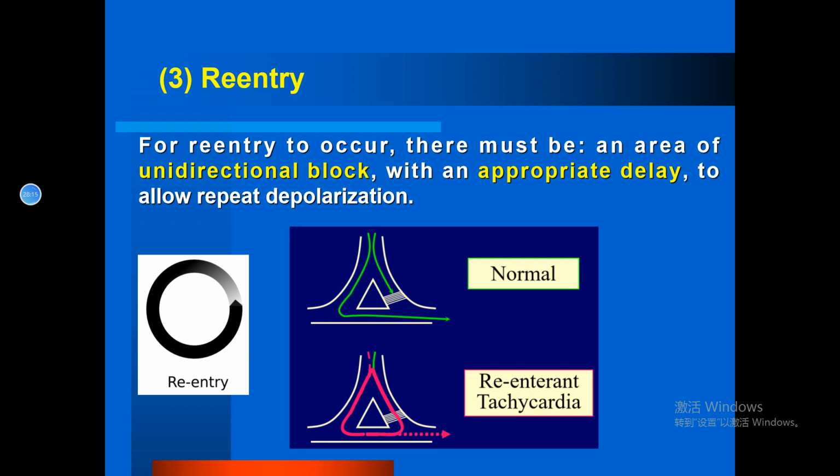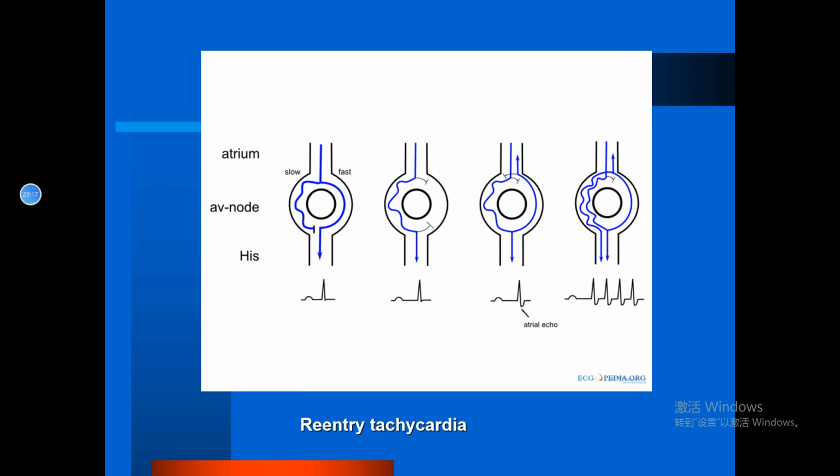You understand that? Okay, there's another figure showing what a reentry tachycardia is. At the top is the atrium, right? The middle one is the AV node. Below it is the His potential, the His bundle.